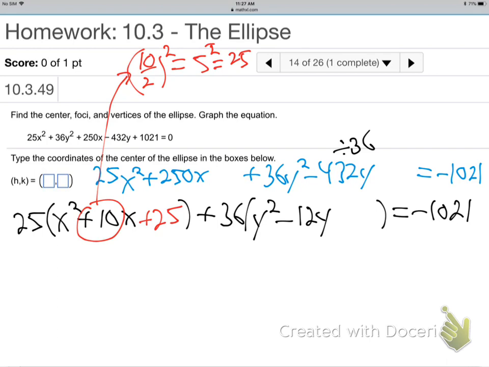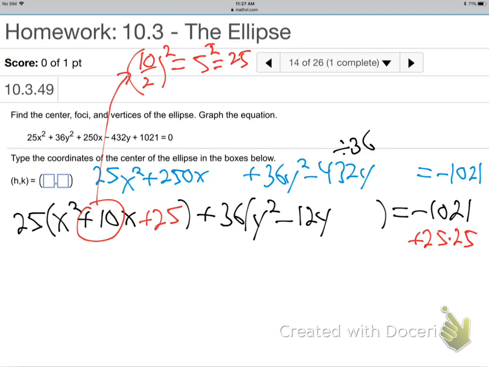Under the influence of another 25. So that means I really added 25 times 25 to the left side. I've got to really add 25 times 25, 625, to the right side. Can I just put 25 squared? Sure. That makes sense? Everybody see why that's the case?